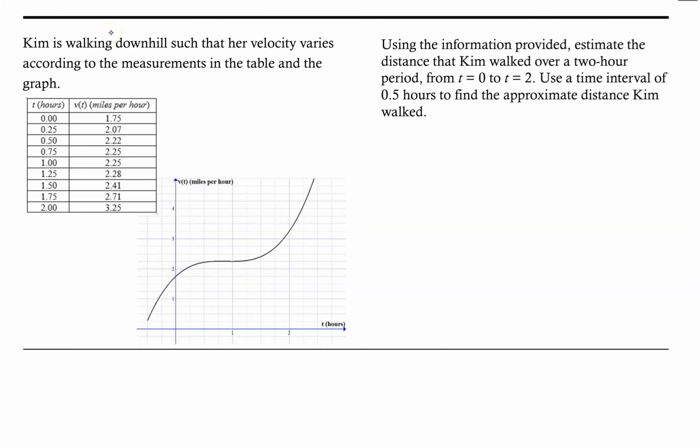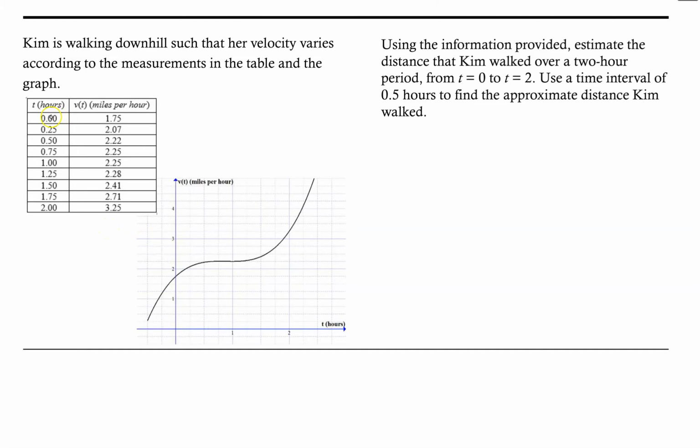Welcome! Let's take a look at connecting the notion of area under the curve with velocity and distance. Kim is walking downhill such that her velocity varies according to the measurements in the table and the graph.